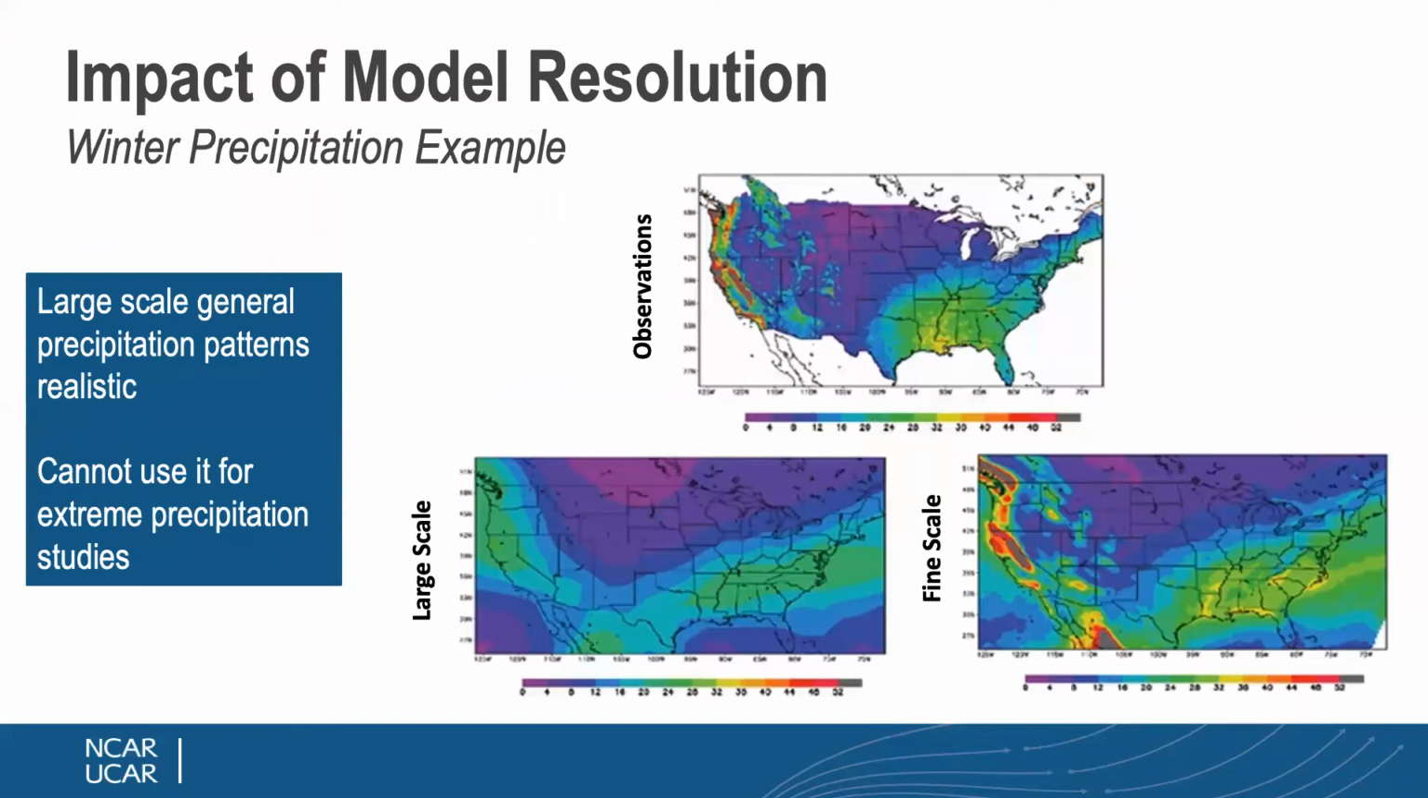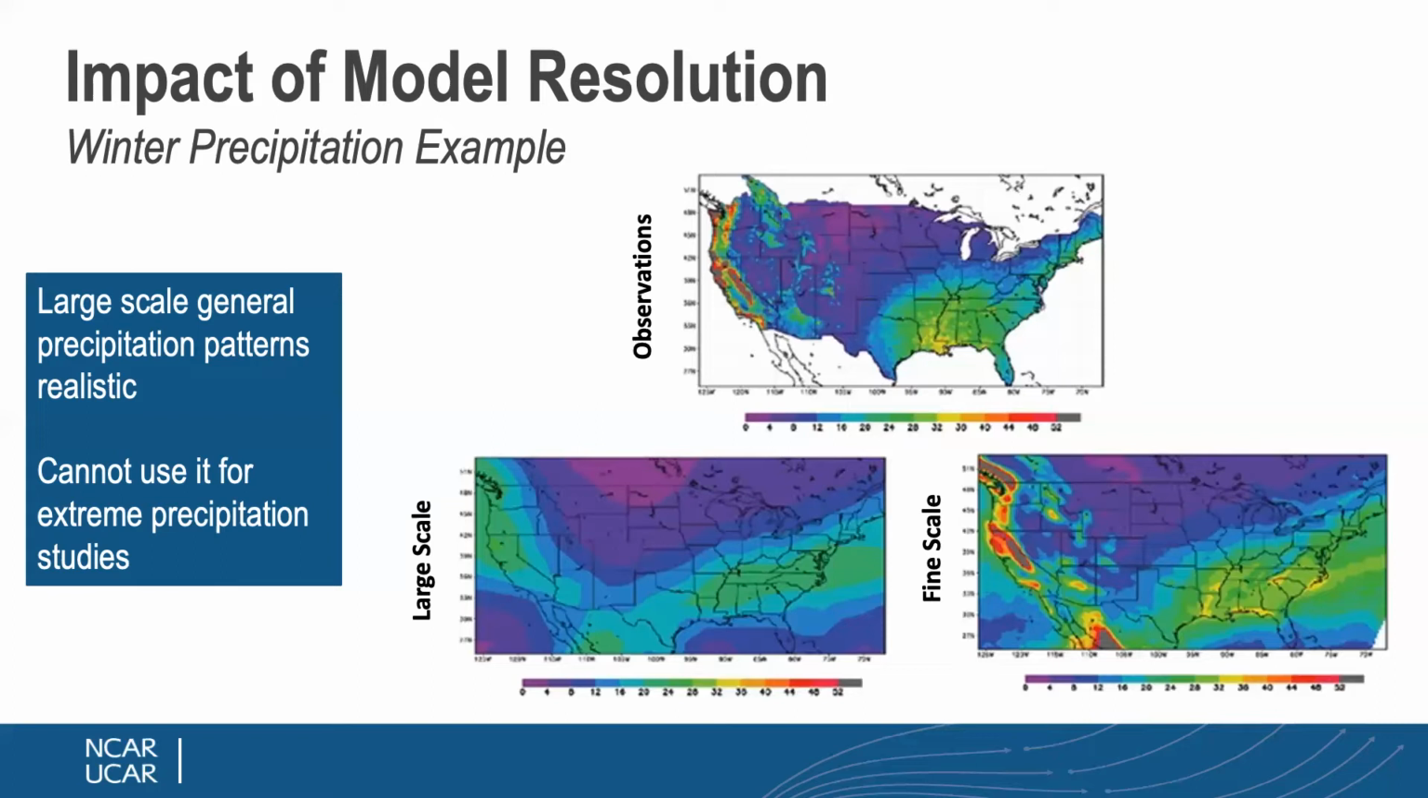This first example is winter precipitation. So at the top, I'm showing you observations for a 30-year winter precipitation average. And you can see that on the coast, we have more rain than in the center of the country, and we have a lot of detailed information of precipitation around the mountains on the western side.